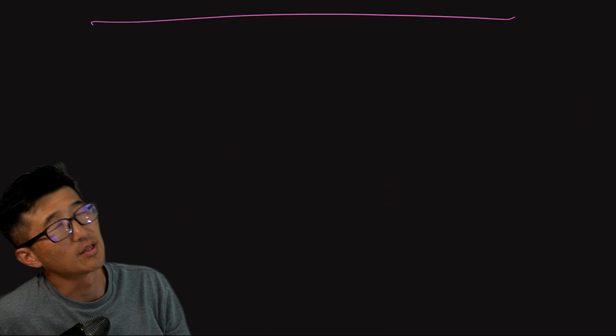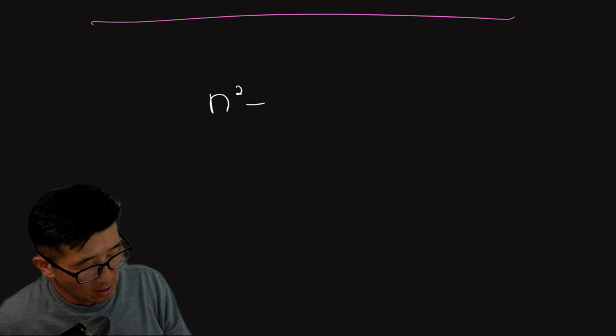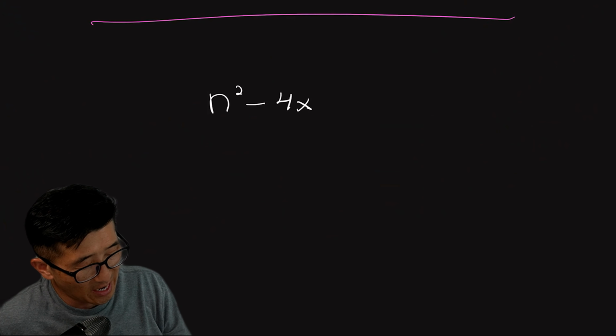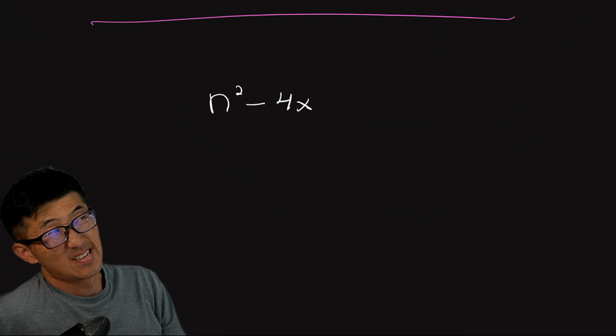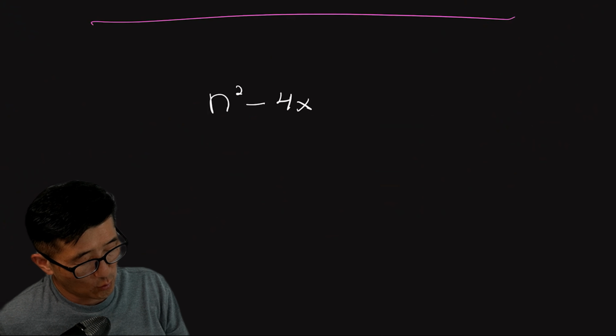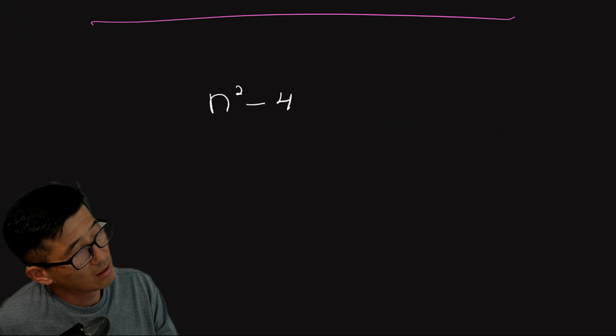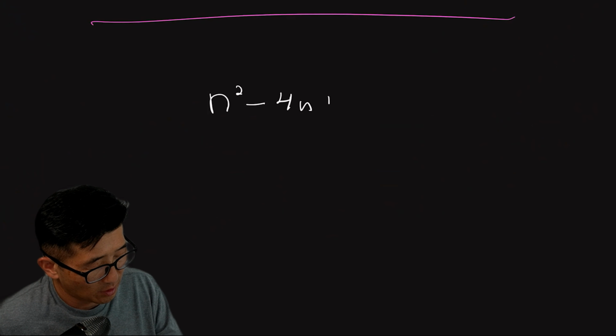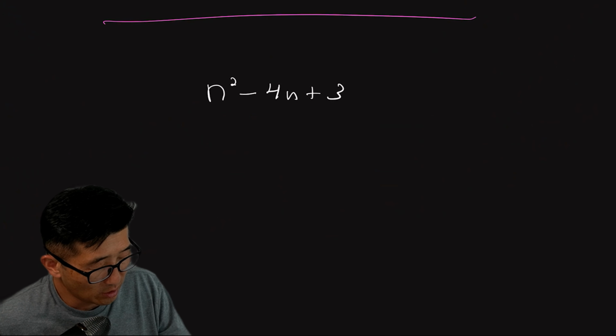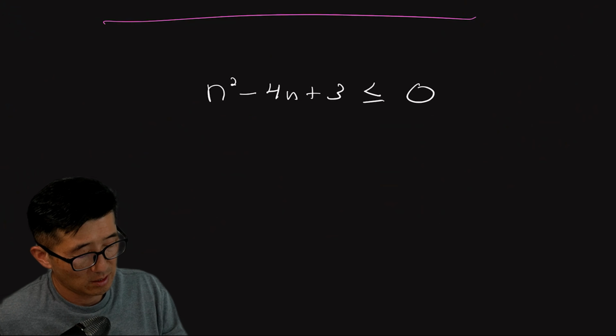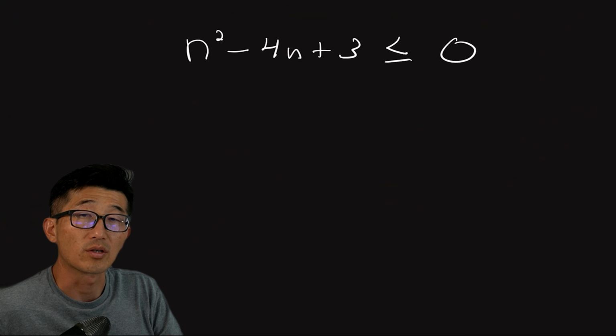All right, let me make up a different problem. So like x squared minus 4x plus 3, and I want this to be less than or equal to 0. Okay, go. Factor it out.